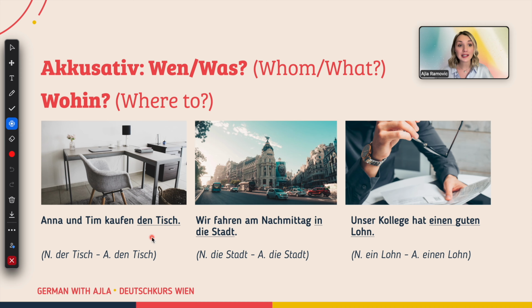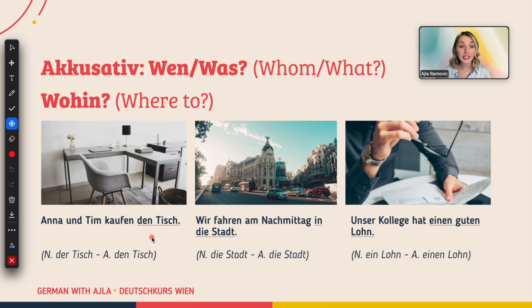Why is it an object? Because this element, the table, is not doing anything. The table is not initiating the activity. The activity is purely just happening to the table. And for that reason, table is not a subject, but an object. It is answering the question whom or what are they buying? They are buying the table. So table here is in accusative.